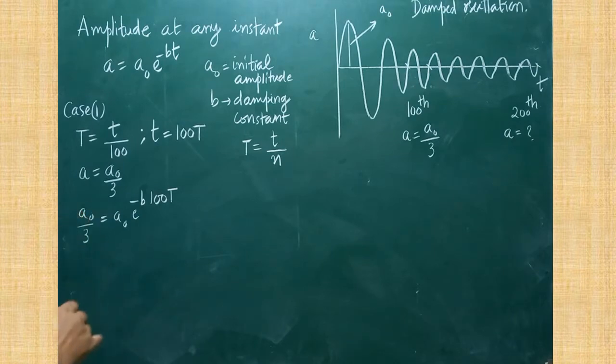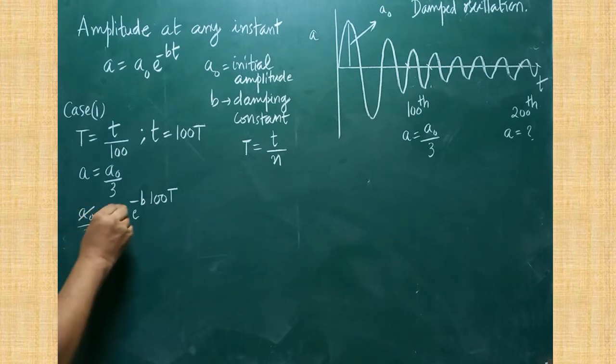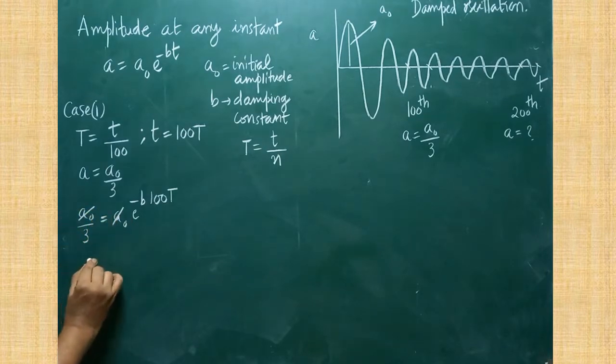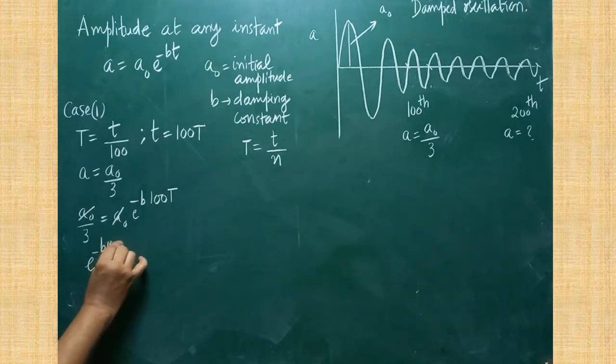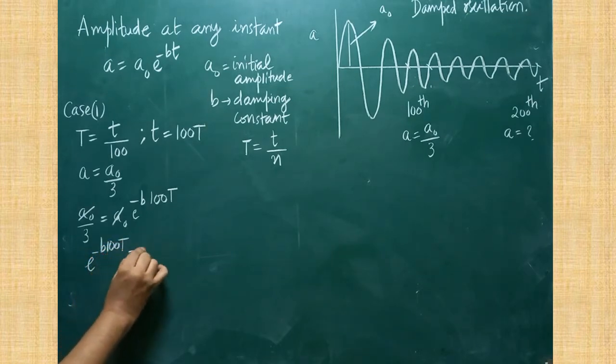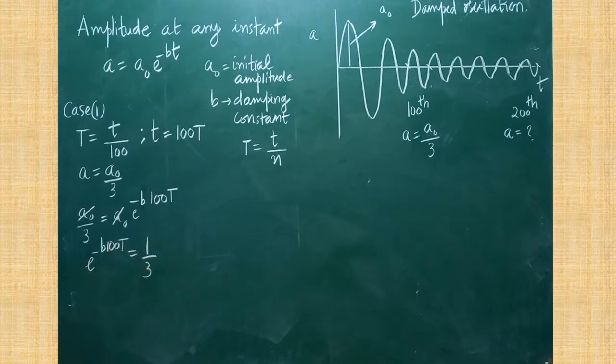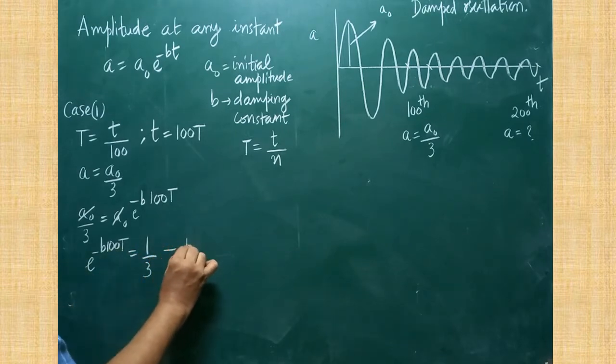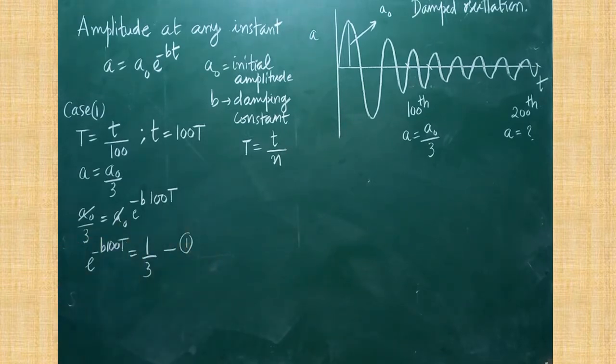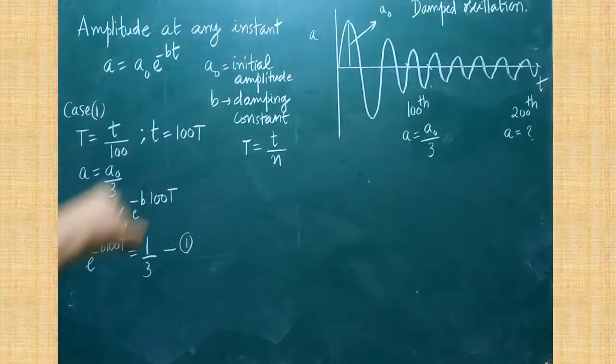This is case 1. Are you clear? Now here A0 can be cancelled and finally you will be getting e power of minus b 100T equal to 1 by 3. So this equation can be called equation 1. Okay, now I am going to write the equation for the 200th oscillation.